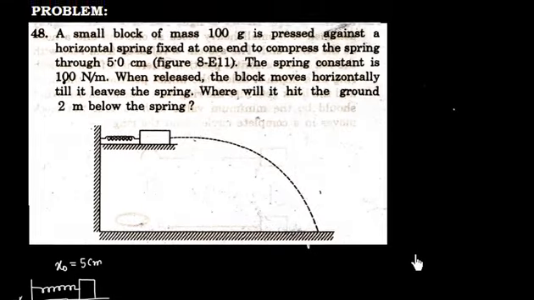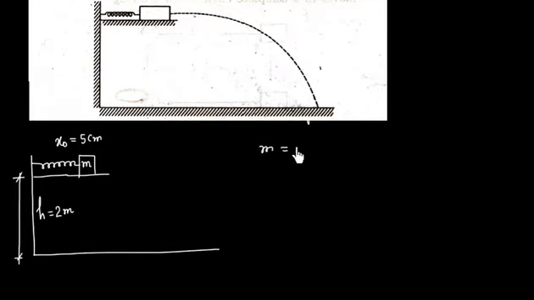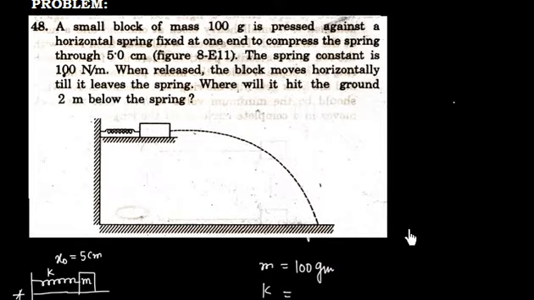We have been given a spring constant and the mass of this block. So mass is m, m is given 100 gram. A spring constant k is also given. K is 100 Newton per meter.